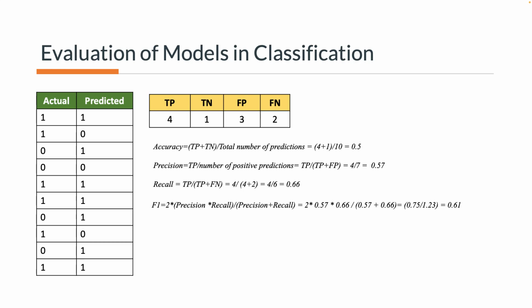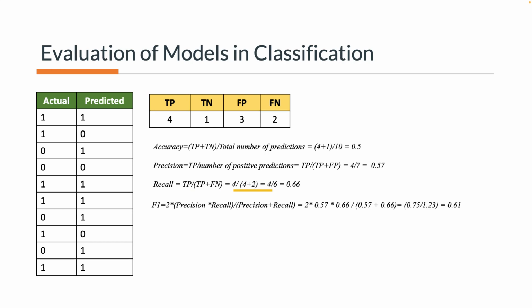To calculate accuracy, we sum true positives and true negatives and divide it by 10, which gives us 0.5. To calculate precision, we divide the true positives, which is 4, by the number of positive predictions, which is the sum of true positives and false positives, and that is 4 plus 3 equal to 7. It gives us 0.57.